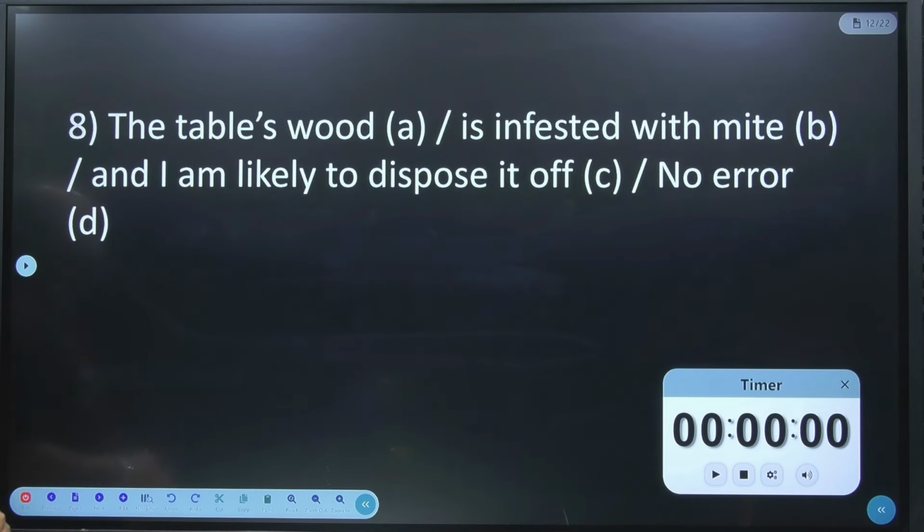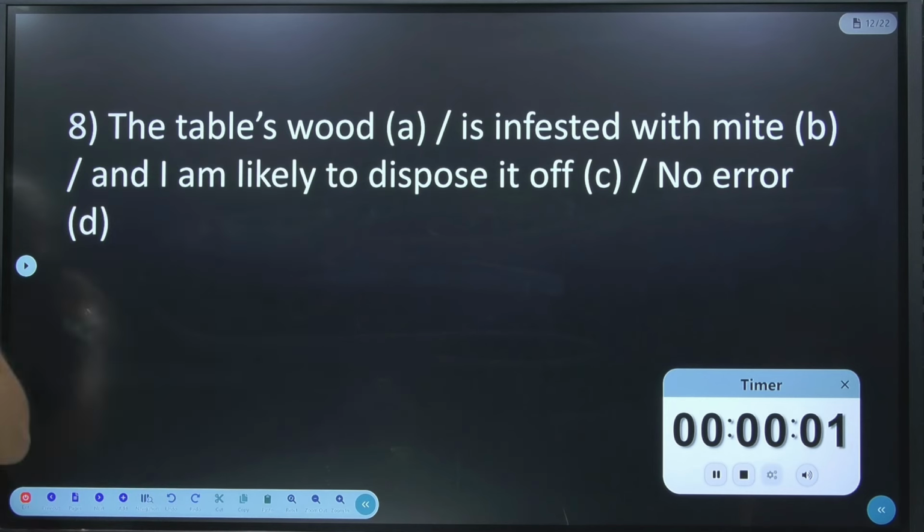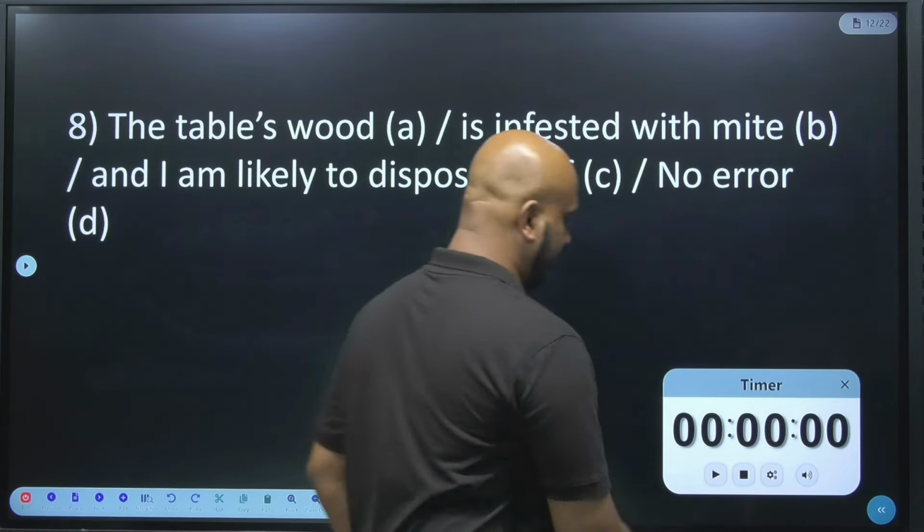Question number 8. Again, an interesting one. You have your timer. All right, let's move on to the next one, guys. I mean, this particular question, I'm sorry.